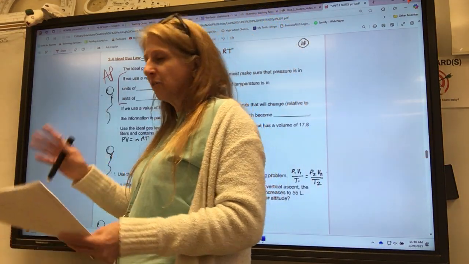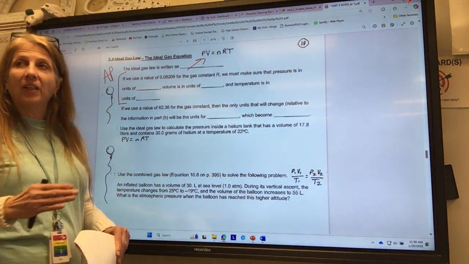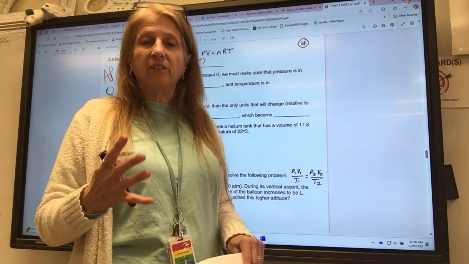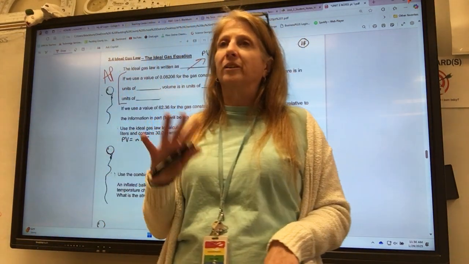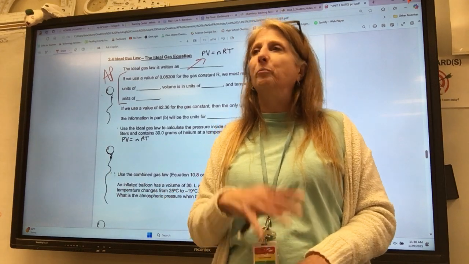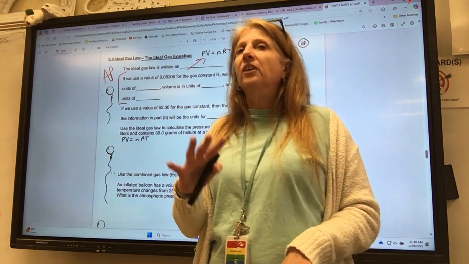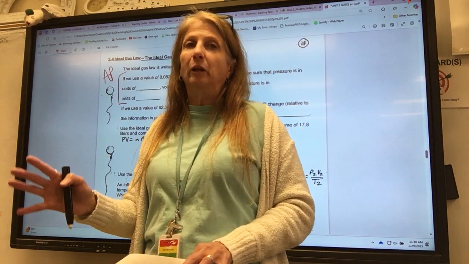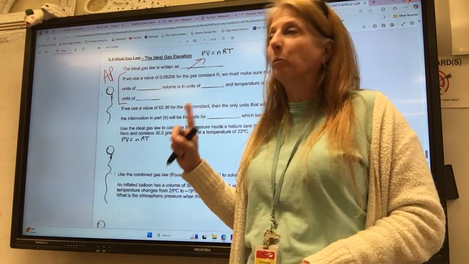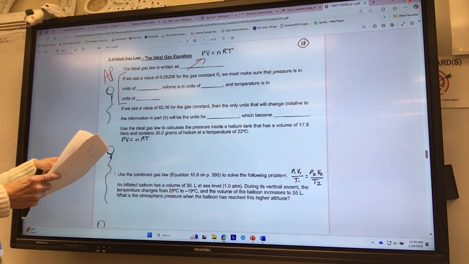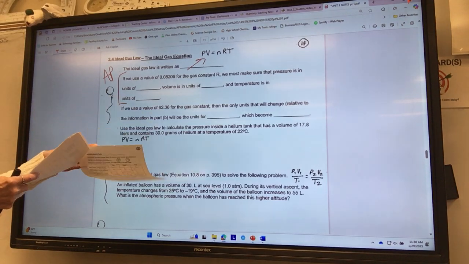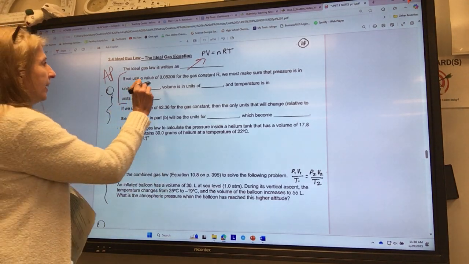So anyway, French Revolution. But all that is to say, there's all these units, because this was being discovered all over the world by different scientists sort of at the same time, and they all made up their own units. So that's why there's so many. But on the AP test, there is only one. It is this. On the AP test, they use for R, for the ideal gas constant, this number.